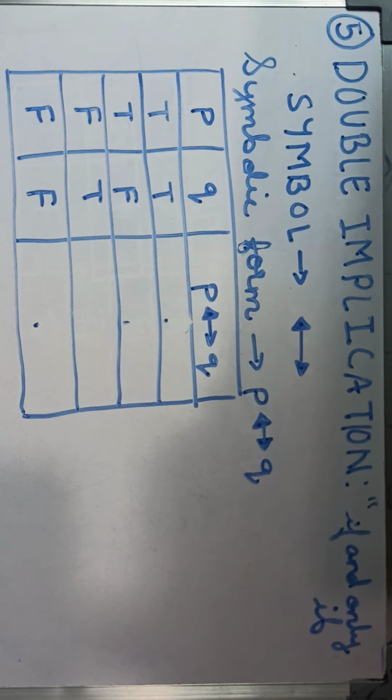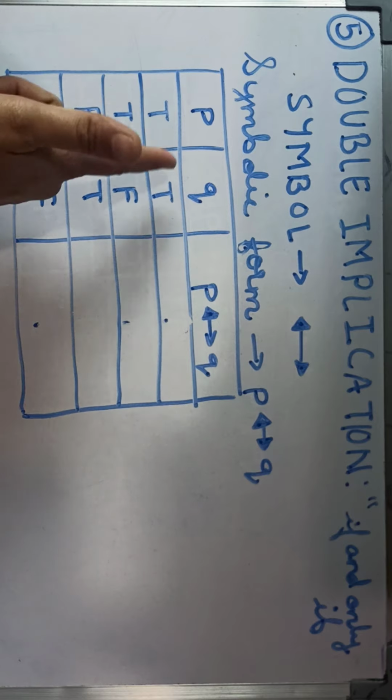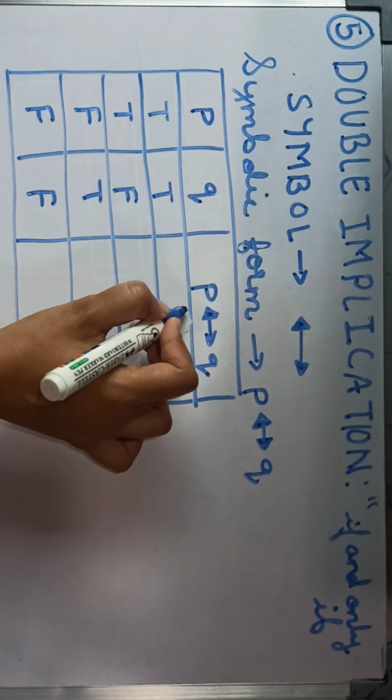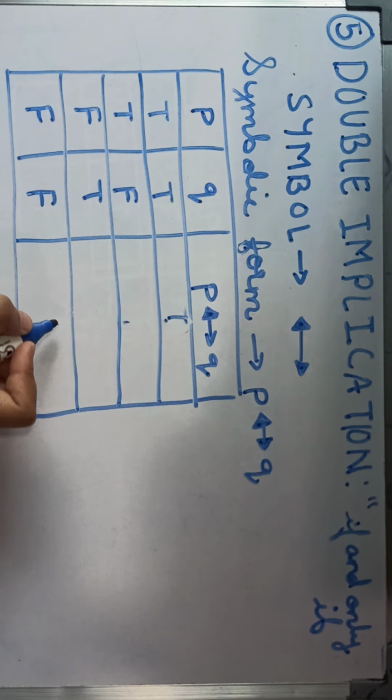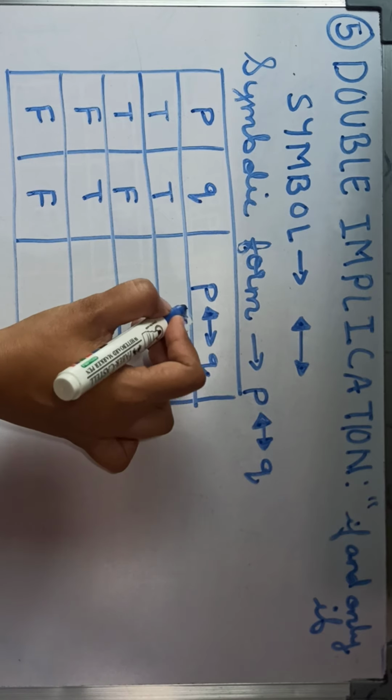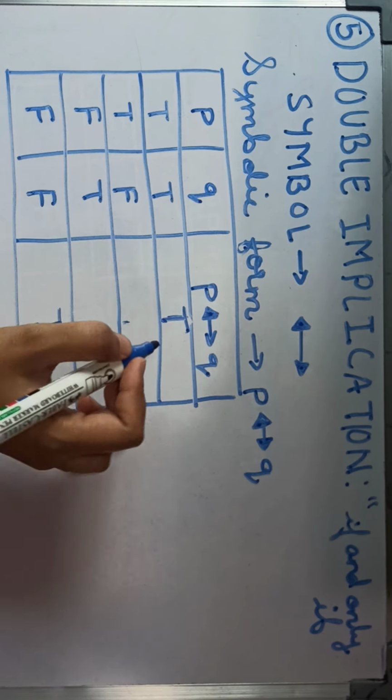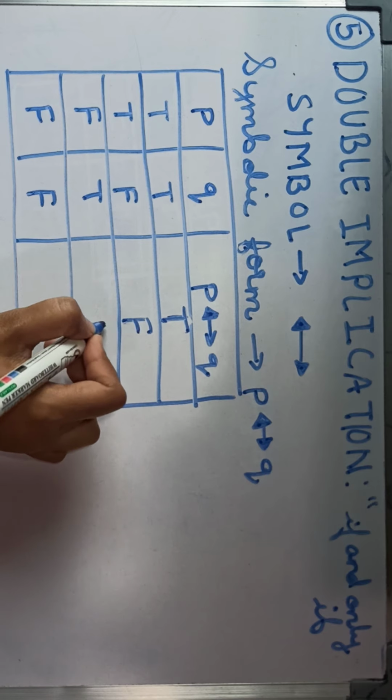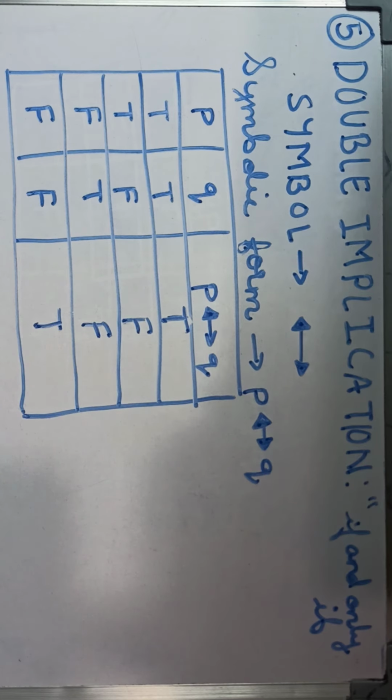Now remember, a double implication or biconditional statement is true if and only if both the statements are true or both the statements are false. That means if these two statements are true, then the double implication will be true. If they are false, then again it will be true, and the remaining two will be false. This is the truth table for double implication.